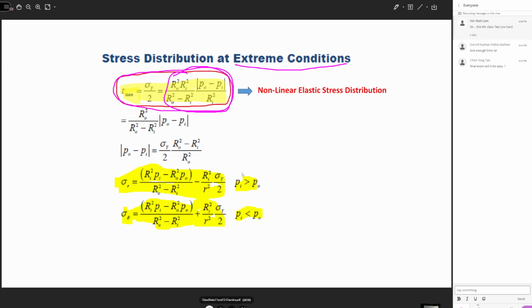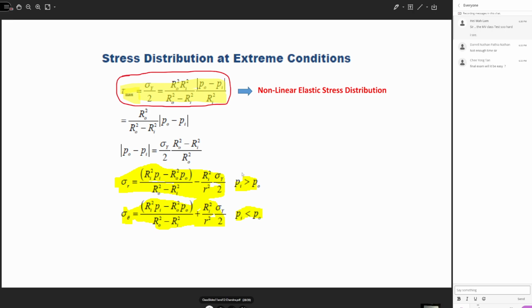Sometimes P naught can be taken as 0. In such a case, you can cancel this Ri square, and it will be simply Ro square into Pi over, okay. So this is known as the nonlinear elastic stress distribution. So the maximum shear stress can be equated like this.